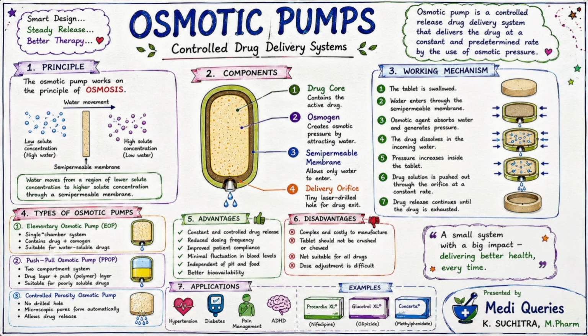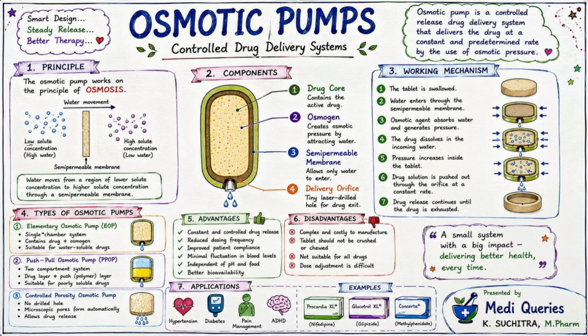Finally, at the bottom right, include the applications with small icons for hypertension, diabetes, pain management, like that. You can also add examples like Procardia XL, Glucotrol XL, like that. Decorate the poster with arrows, water droplets, medicine capsules, stars, ribbons, and colorful headings to make it visually attractive.